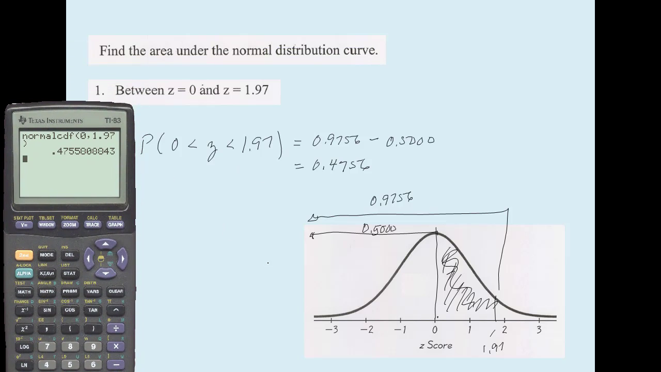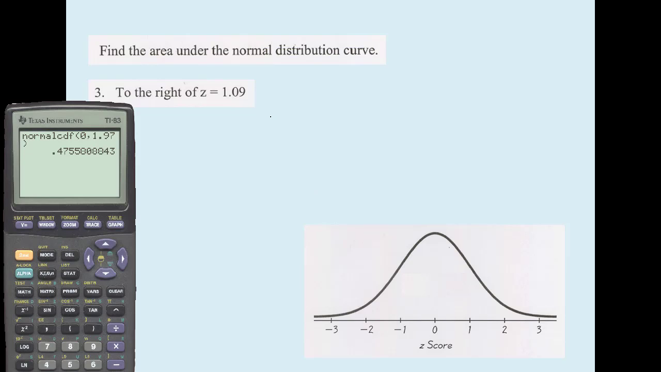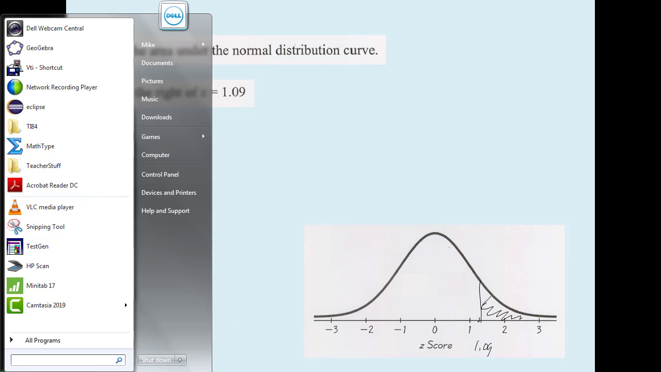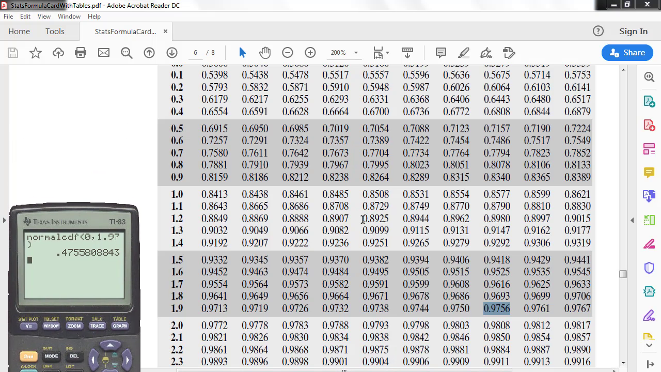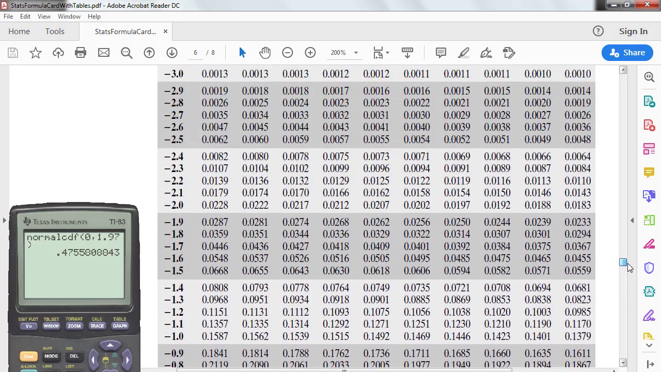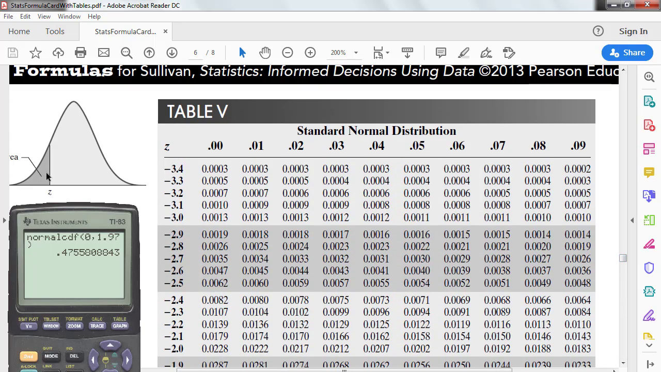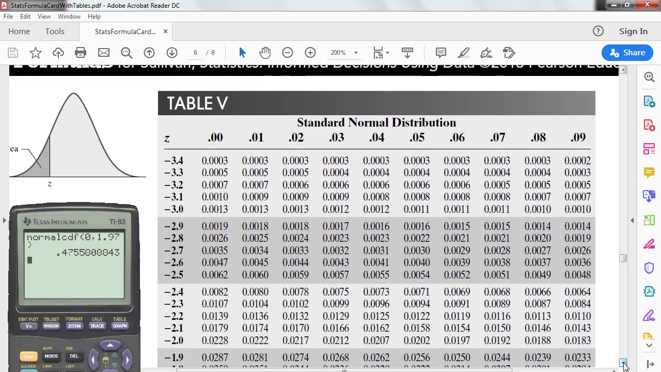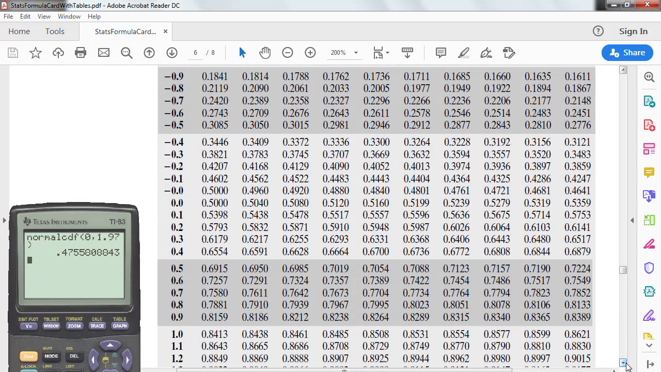Now let's go down to the next problem here. So I want to find the area to the right of 1.09. So here's 1.09, right here. And the area to the right is over here. Well, the table only gives you the area to the left. So I'm going to go over here to the table, and if you go up to the top of it, it only gives you the area to the left. So I want to find the area to the right, but the first thing I want to do is find the area to the left.